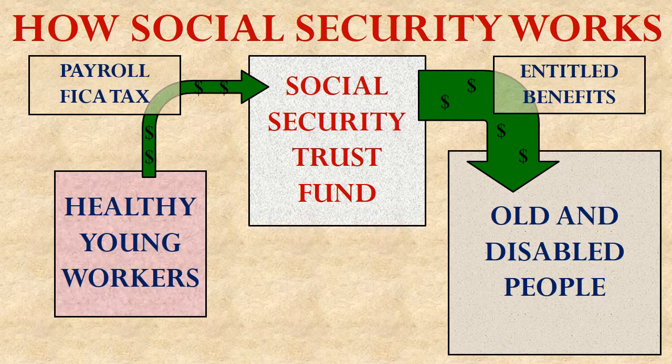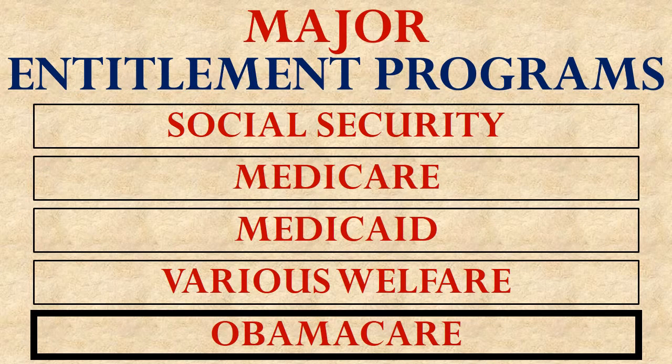We then talked about the problem with Social Security, that the pool of young healthy workers, relatively speaking, is getting smaller as people have fewer and fewer children, while the pool of old and disabled people wanting Social Security is growing bigger and bigger as people live to a longer age. We're now going to look at a second entitlement program, Obamacare, and see how it suffers from the same sorts of problems.